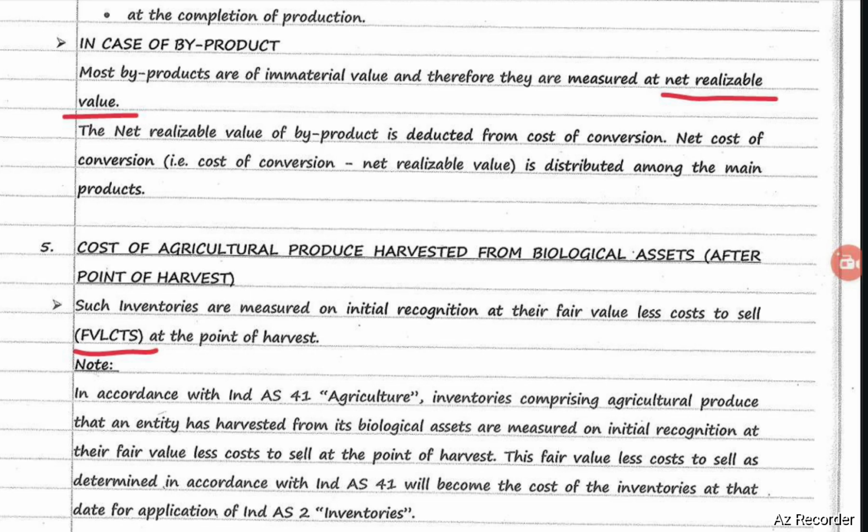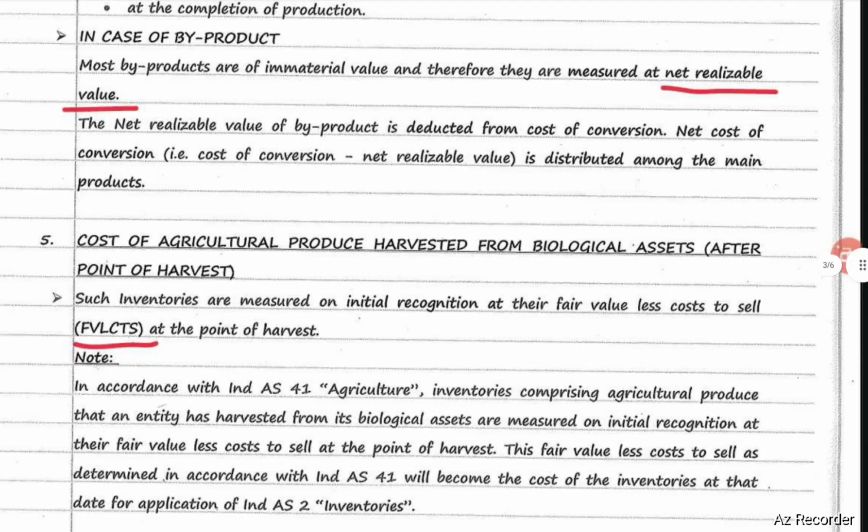realizable value. The net realizable value of the byproduct is deducted from the cost of conversion. The net cost of conversion, that is cost of conversion less net realizable value, is distributed among the main products. So the byproduct will be valued at NRV, and that NRV will be deducted from the cost of conversion. Such net cost of conversion is distributed among the main products.